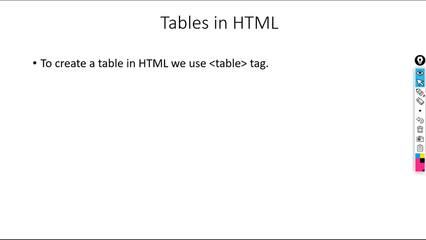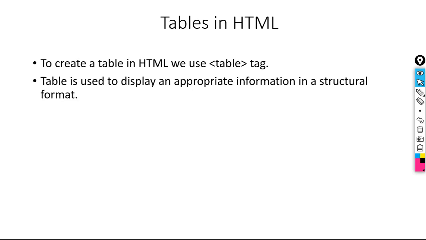This is a series of UI technologies and we are going to learn tables in HTML. So let's begin the session. Tables in HTML. To create a table in HTML, we use the table tag. A table is used to display appropriate information in a structural format, or we can say to display information in a tabular format. We make use of the table tag.